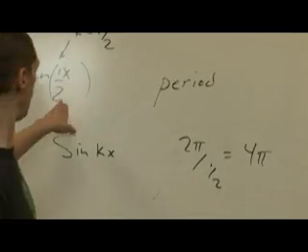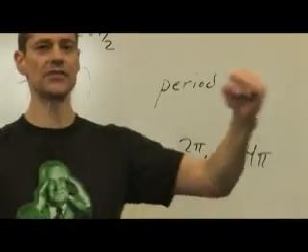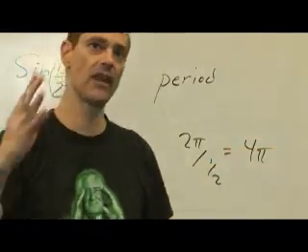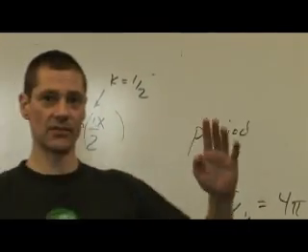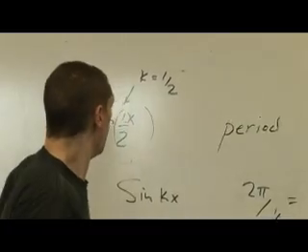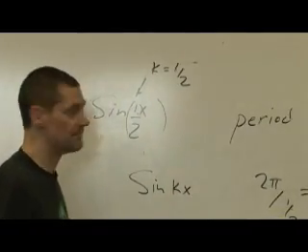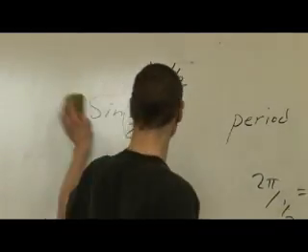So think about what happened. If we put a 1/2 inside of here, what we've done is we've stretched this thing out. We've made the wave nice and long. A number greater than 1 makes the wave flutter faster. What about a negative number? Oh, good question.